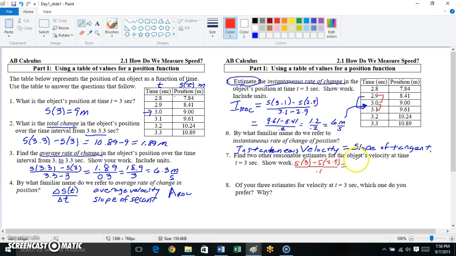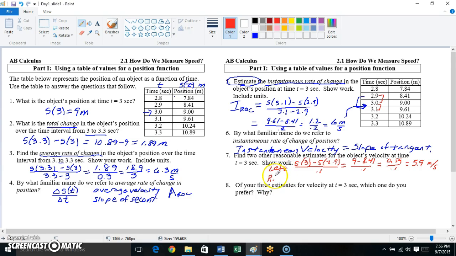Okay, this is going to be 9 minus 8.41 over 0.1, or 0.59 divided by 0.1, or 5.9 meters per second. So we can see that's pretty close to 6. All right, we could also look at, so I'm going to call this the interval, using the interval on the left.